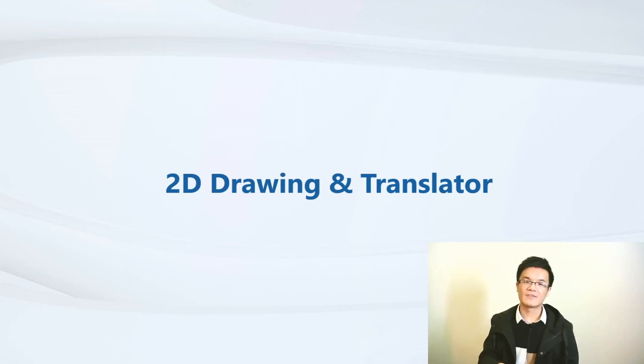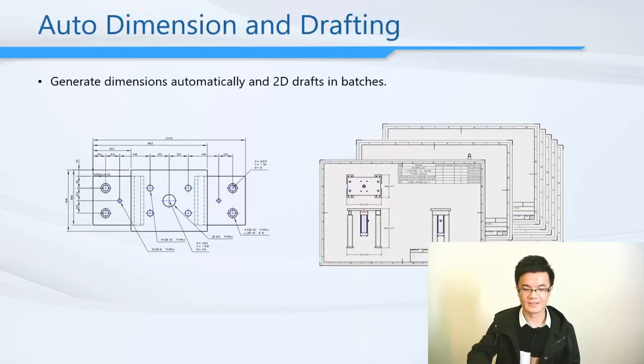After you complete the 3D entities modeling, the 2D drawing and translator can help you a lot. With the 2D drawing, it can speed up your dimensioning, and with the translator, you can import or export many kinds of formats. First, I want to introduce to you our auto dimension and auto drafting. It can generate the dimensions automatically and the 2D drawings in batches. It saves you much time in the 2D drawing design.